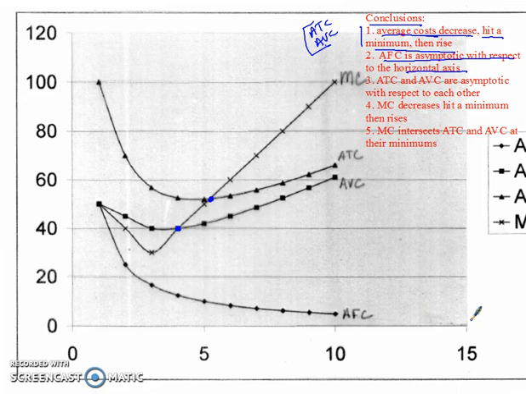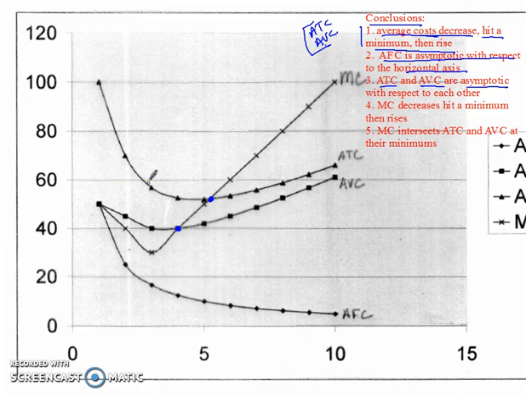That's the average fixed cost. It's going to be asymptotic with respect to the horizontal axis. It's going to decrease and get closer and closer to zero, but never actually get to zero. Number three, the average total cost and the average variable cost are asymptotic with respect to each other. That means they're going to get closer and closer to each other, but never touch. Look at the distance between average total and average variable. Here at the beginning, they're far apart.